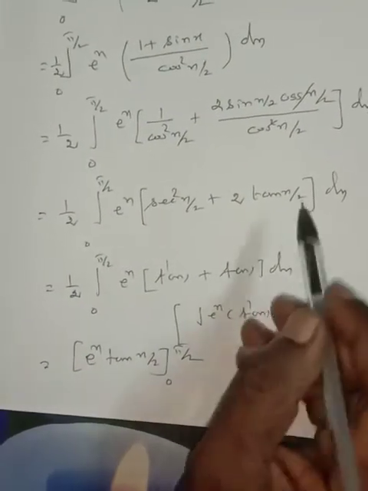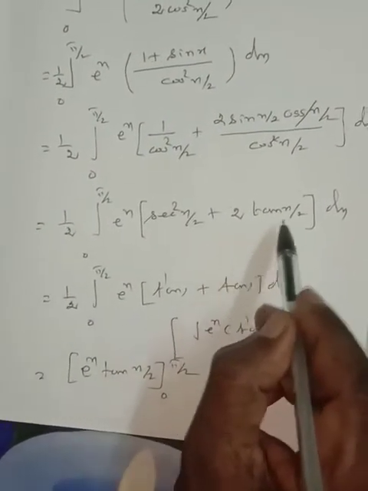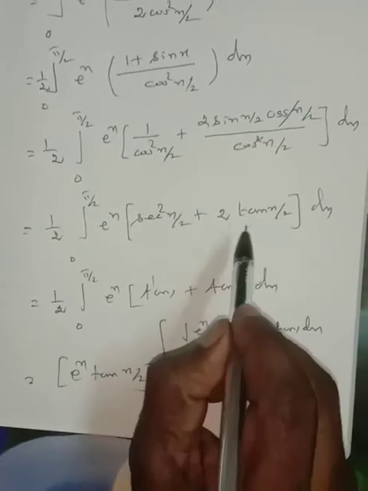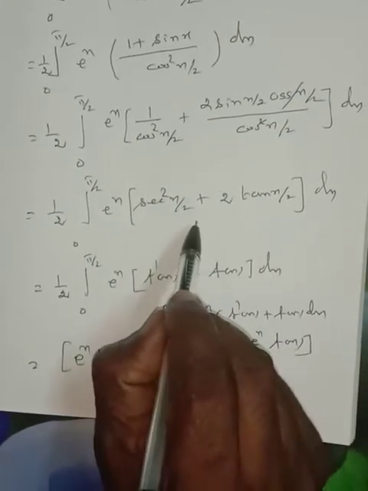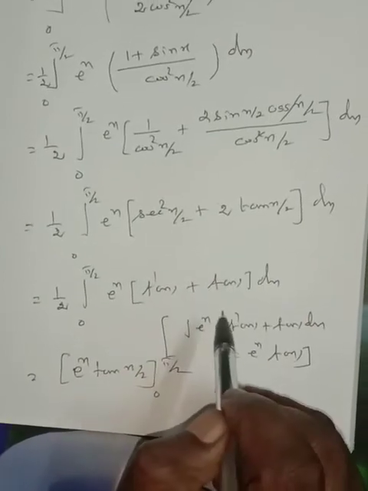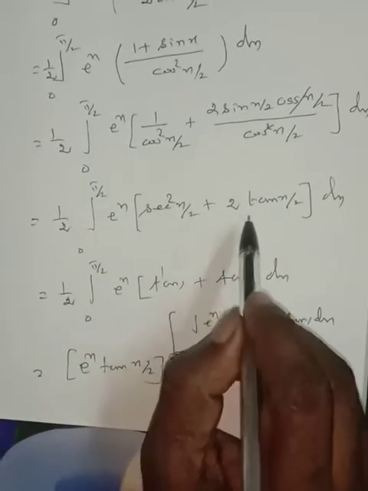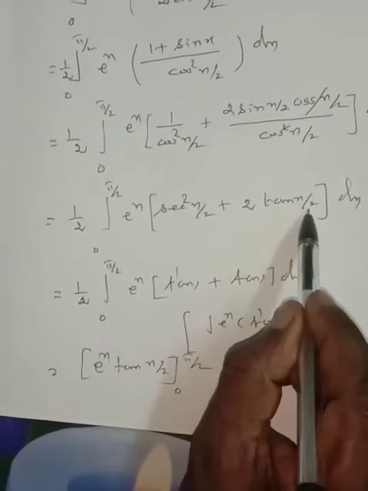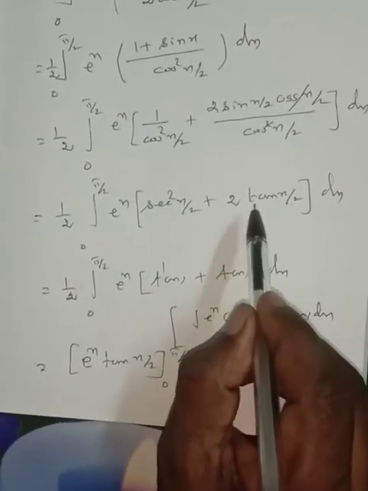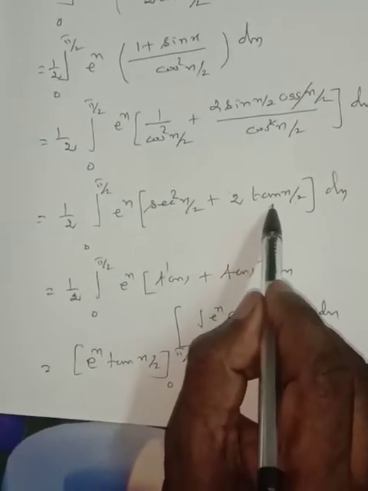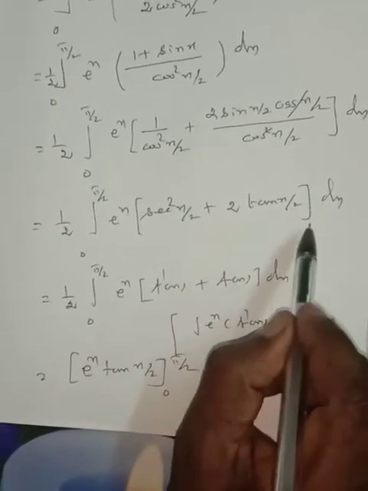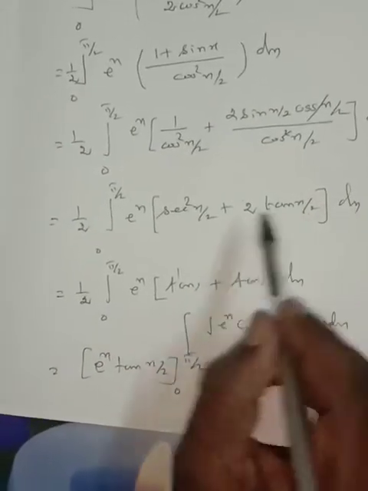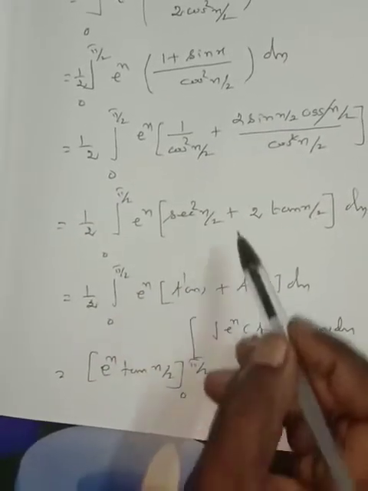Tan x by 2 differentiation gives 2 secant square x by 2 divided by 2. So 1 by 2, 1 by 2. Tan x by 2 differentiation is secant square x by 2 into 1 divided by 1 by 2. Reciprocal gives 2, 1 by 2, 1 by 2 cancel.